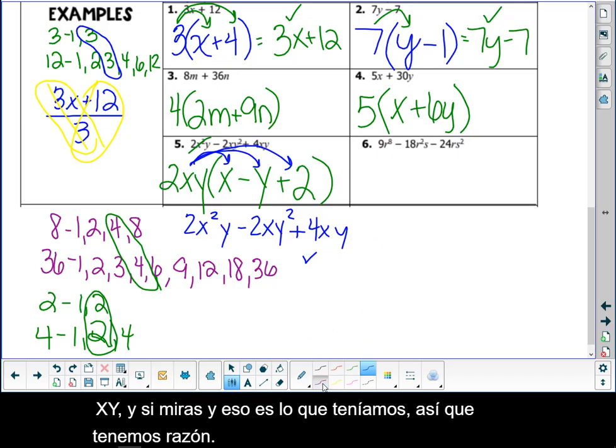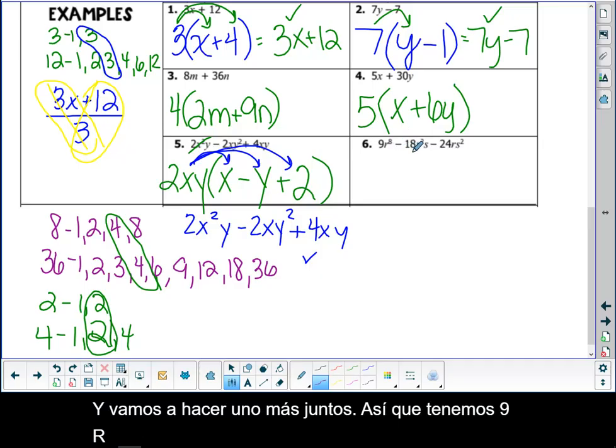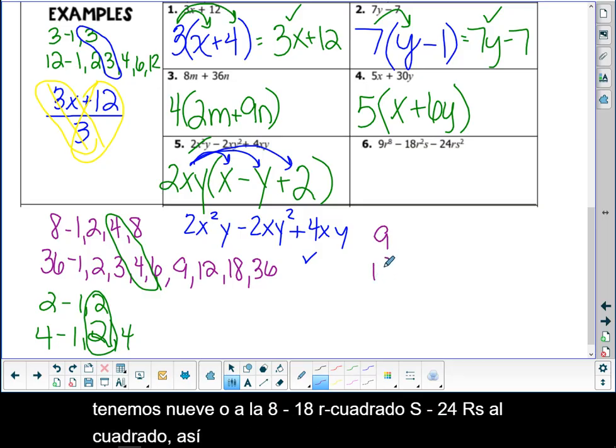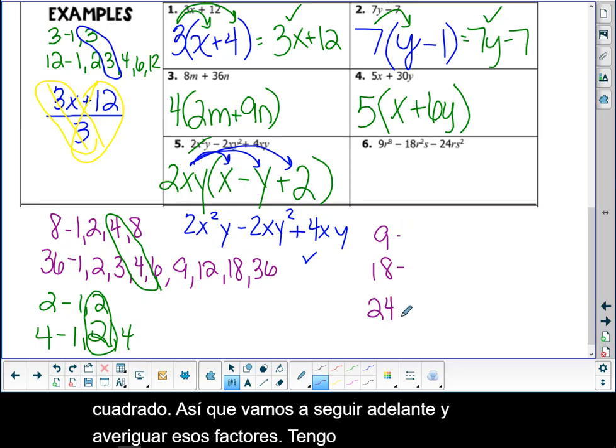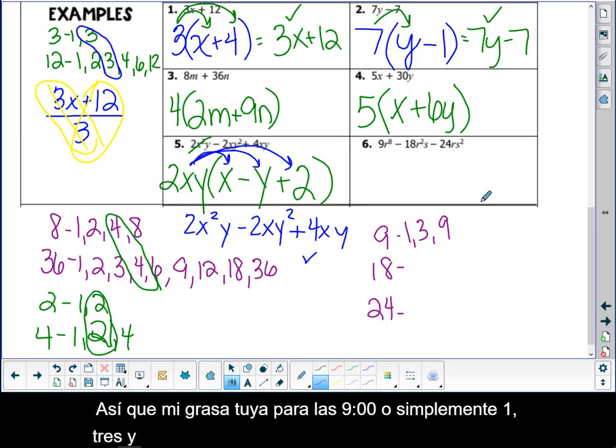And we're going to do one more of these together. So we've got 9r to the 8 minus 18r squared s minus 24rs squared. So let's go ahead and figure out those factors. I've got 9, 18, and 24. So my factors for 9 are simply 1, 3, and 9. The only numbers that go into 9.